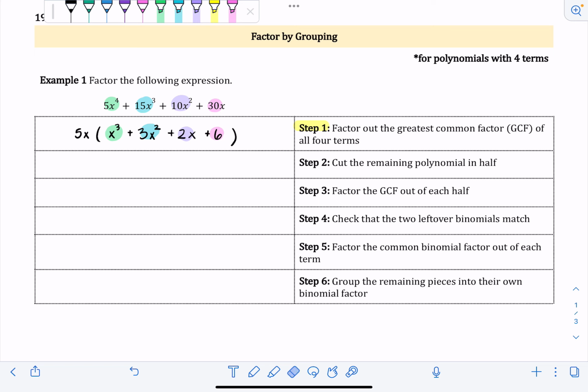Step 2 says cut the remaining polynomial in half. So I'm going to rewrite this down here without the color coding: 5x and then parentheses x to the third power plus 3x squared plus 2x plus 6. Cut the remaining polynomial in half means take what's inside the parentheses and put a dotted line down the middle. So we'll group 2 terms together over here, 2 terms together over here.